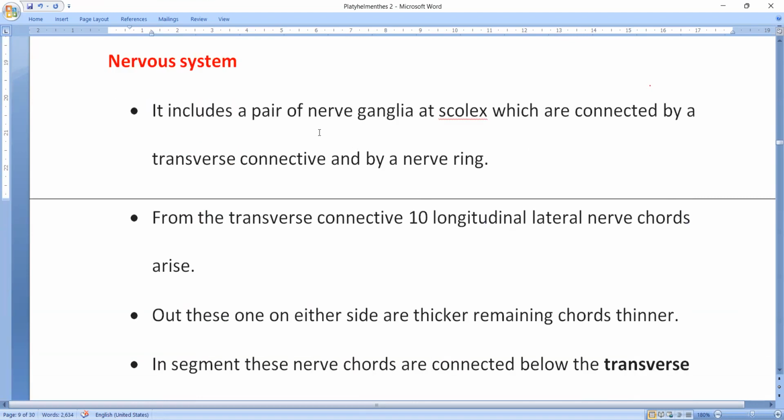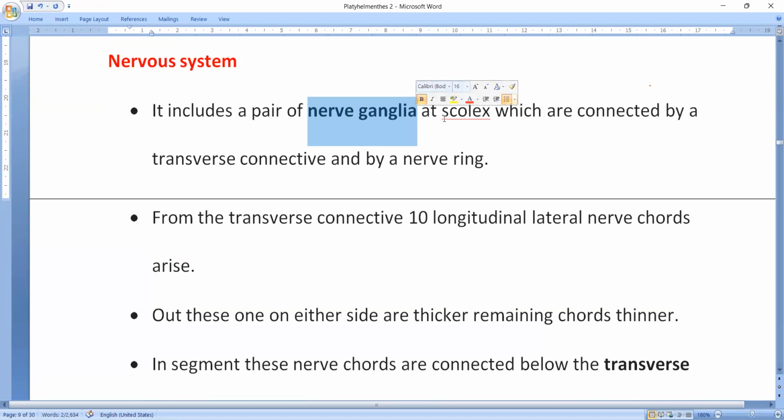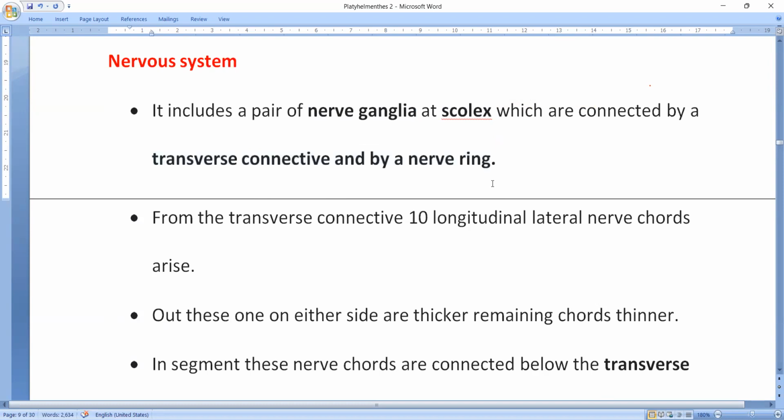Nervous system: it includes a pair of nerve ganglia at the scolex region, which are connected by a transverse connective and a nerve ring. So anteriorly, this is one nerve ganglion, this is another nerve ganglion, this is the transverse connective and this is the nerve ring. Different nerves are produced from the nerve ganglia anteriorly, and from the transverse connective almost about 10 nerve cords arise. Among them, only one pair looks prominent or thicker. The remaining are thinner like this.